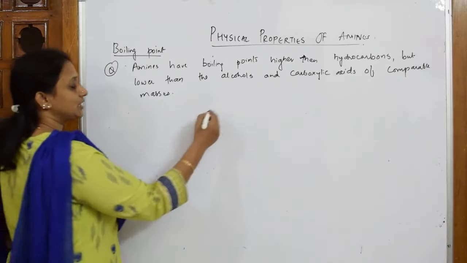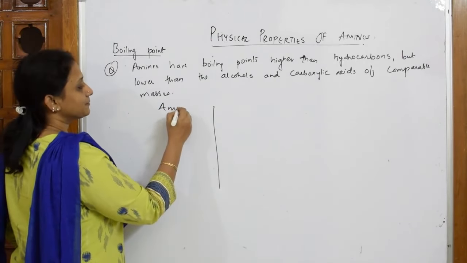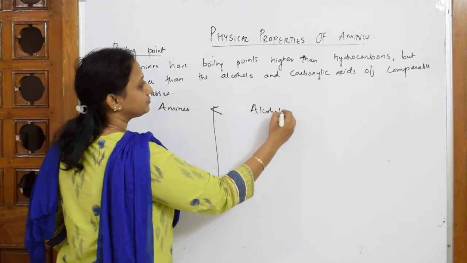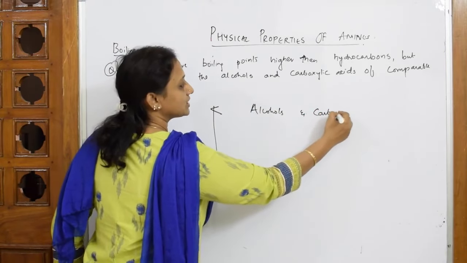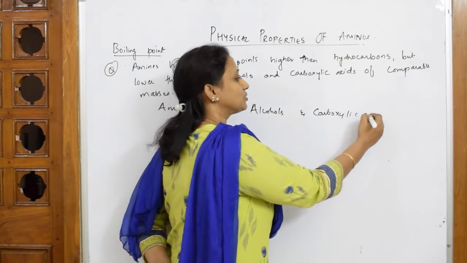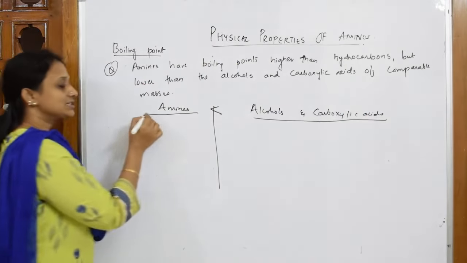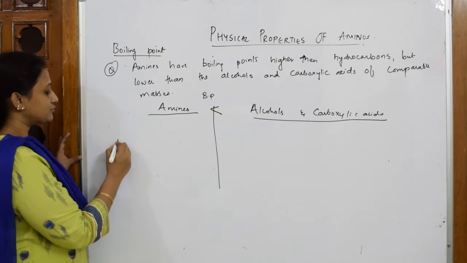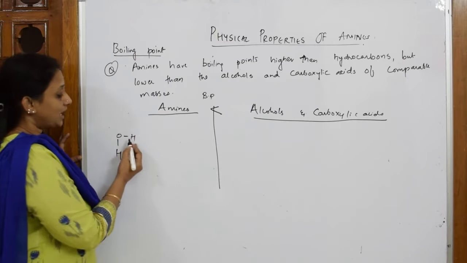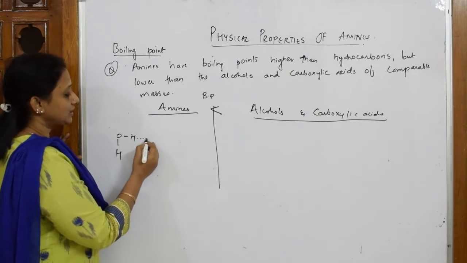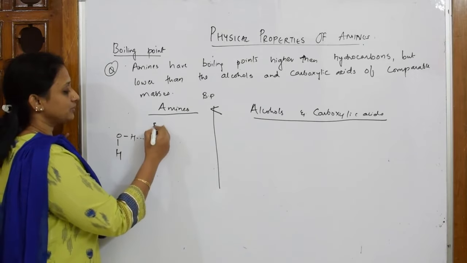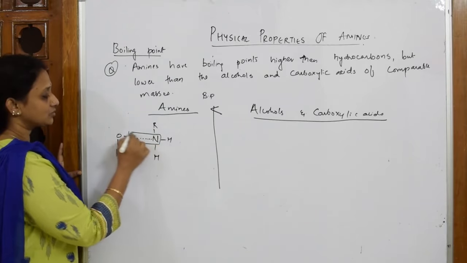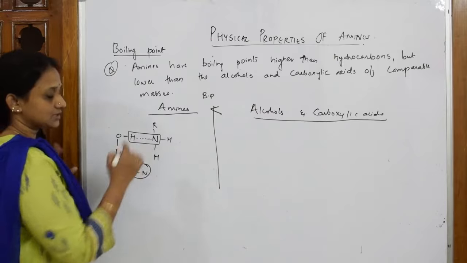Now, simple. What should I do? I have to take amines. Amines have lower boiling point than alcohols and carboxylic acids. This is what they have written. I said based on hydrogen bonding. Now in amines, hydrogen bonding is formed between hydrogen and nitrogen of your amines. So hydrogen and nitrogen. Let us come back and see.